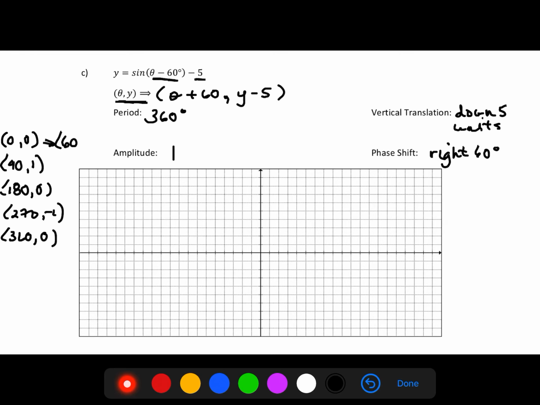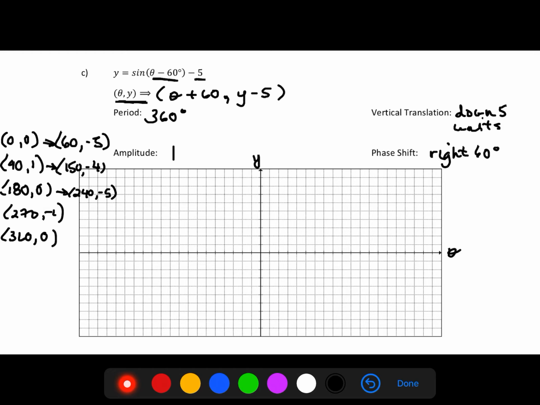0 plus 60 gives us 60, and negative 5 when we subtract 5 from the y. Then 150 and negative 4. Then 240 and negative 5. So we can alter those key points accordingly as well. We can do it graphically, whichever again makes more sense. I'm going through a bunch of these just to make sure that we know one that works for us.